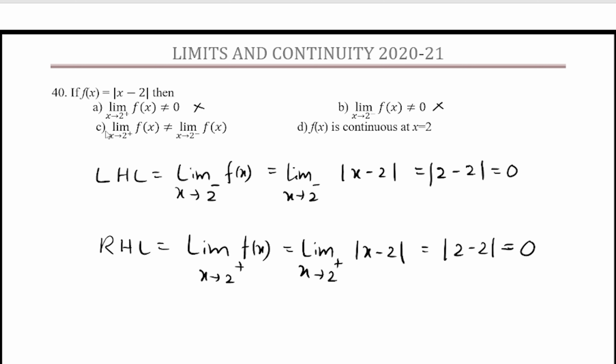Observe option C. Option A is not equal to option B. Actually LHL is equal to RHL, but here it is not equal. That is, option C is also wrong answer. So which one is correct answer? Option D is correct answer, because LHL value 0, RHL 0. Therefore, it is continuous at the point x equal to 2. So option D is the right answer.